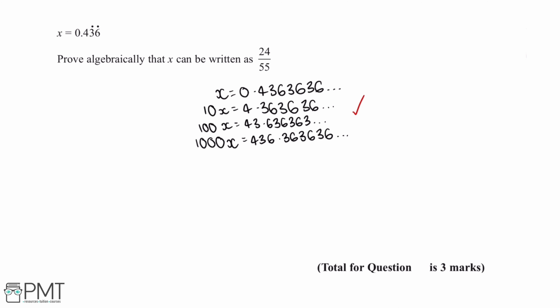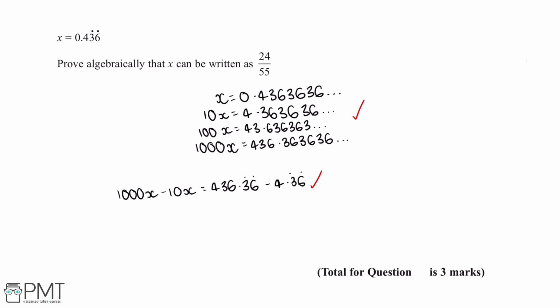Now we get our first mark for writing one of these values. And as we can see, we've now got two numbers which we can minus from each other, which is this 1000x here and the 10x up here, as they both end in 0.3636 and so on. So what we can write is 1000x minus 10x is equal to 436.36 reoccurring minus 4.36 reoccurring. Now this will give us a whole number, meaning we can rewrite it as a fraction. And we'll get our second mark for identifying two numbers which we can minus from each other to give a whole number. So the next thing we'll want to do is simplify this down.